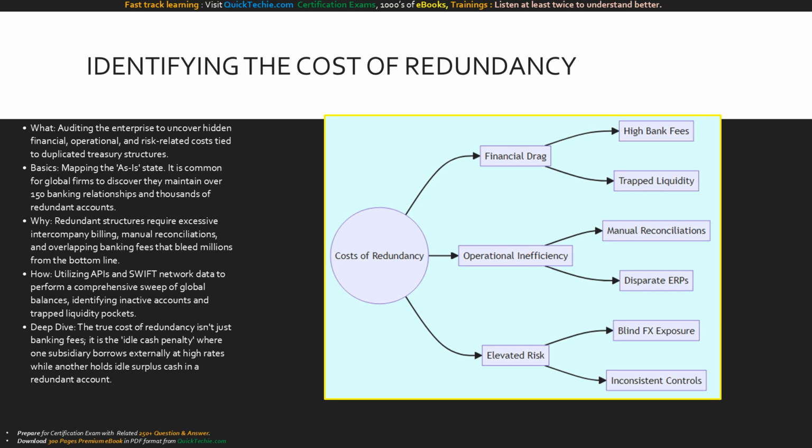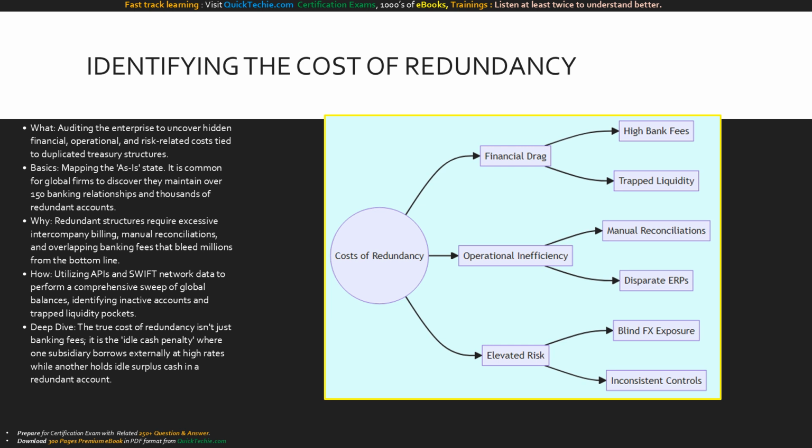Before we can streamline, we must accurately identify the cost of our current redundancies. What does this mean? We must audit the entire enterprise to uncover the hidden financial, operational, and risk costs tied to duplicated structures. The basics require mapping the as-is state. It is surprisingly common for a growing global firm to suddenly realize it is juggling over 150 banking relationships and thousands of local accounts. Why does this happen?